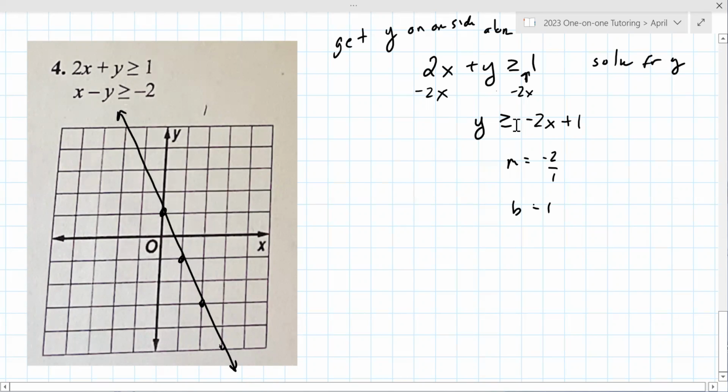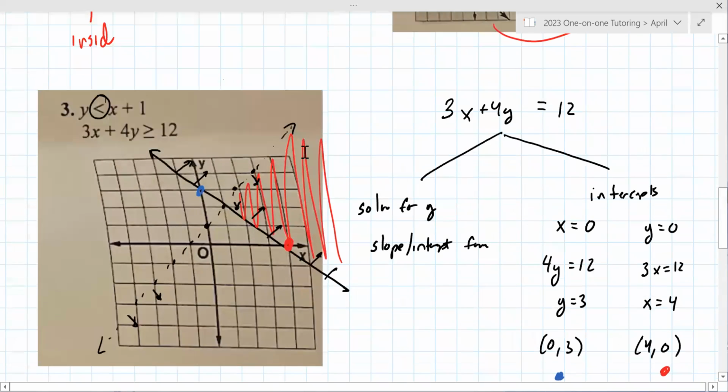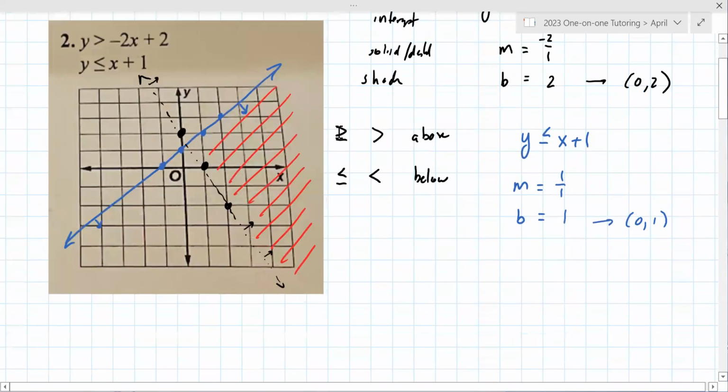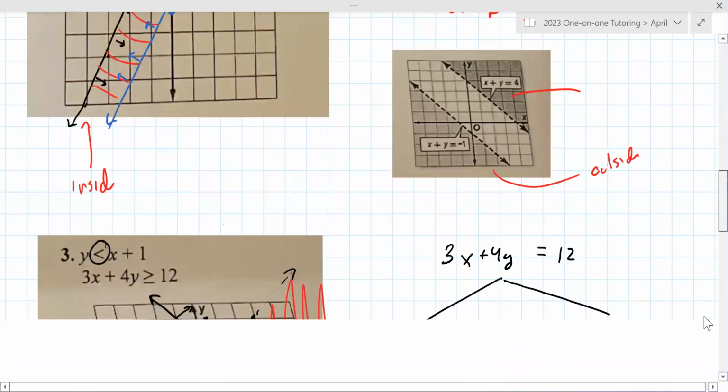Below. Let's go back and look at the rules. Got to get these down. Greater than or equal to, greater than is above, less than or equal to is below, if it's solved for y. Greater than is above.